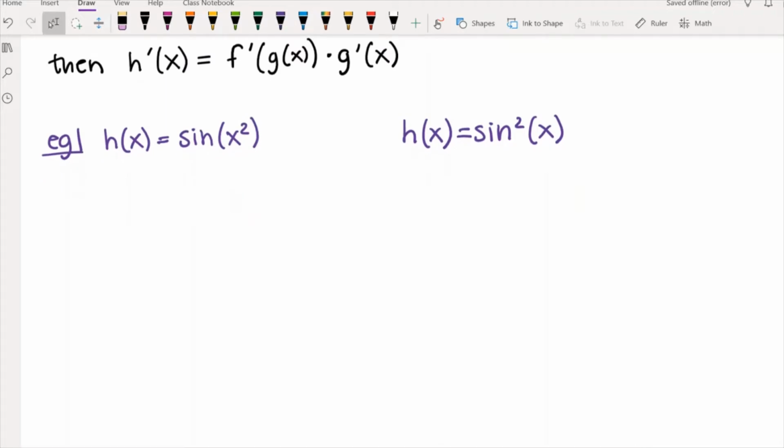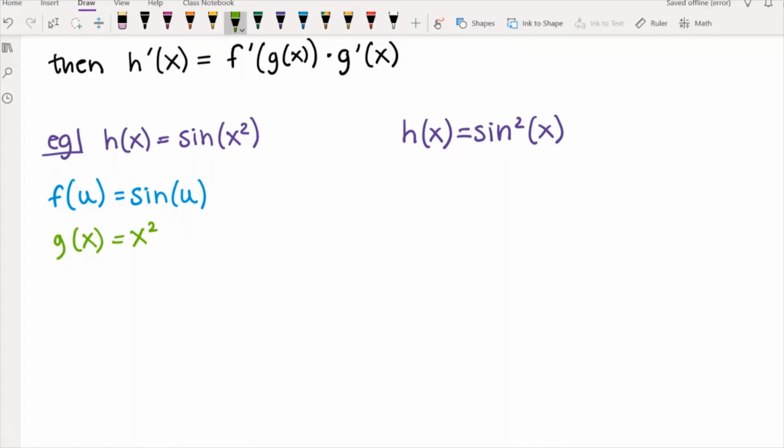Okay, so what is our outside function in this case? Well, just literally what's on the outside is the sine part, right? So our outside function is going to be f of u is equal to sine of u. And then what's our inside function? It's g of x is equal to x squared.